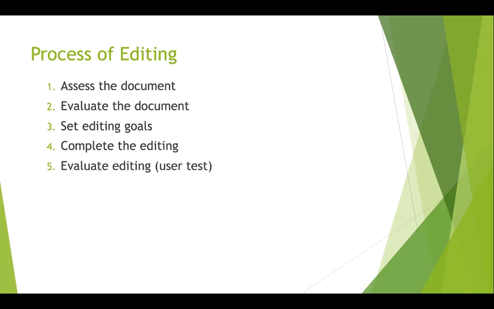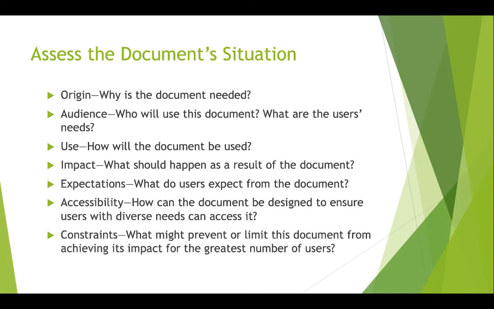There are 5 main steps when it comes to editing. Let's take a closer look at some of these. The first step involves assessing the document's situation. If you're familiar with the rhetorical situation, this will seem familiar to you. First, we look at the origin or the exigence. Why is the document needed? What situation is it responding to? But also the audience. Who's going to use the document? What are their needs? What are their expectations for the document?